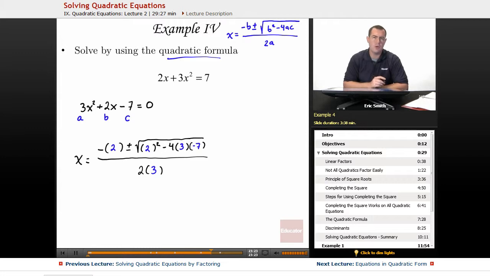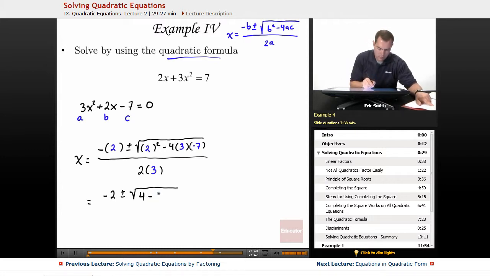All right, now we have to go through and very carefully simplify this down. So we have negative 2 plus or minus 2 squared would be 4. Now I have a negative 4 times a 3 times a negative 7, so I have to really put all of those together. Let's see, what would that give me? I have 84 positive, all over 6. So negative 2 plus or minus the square root of 88 all over 6.